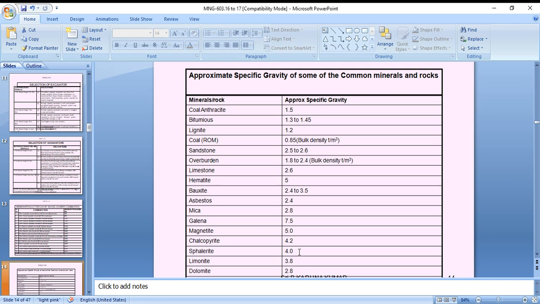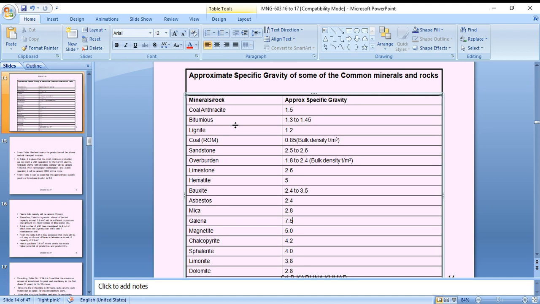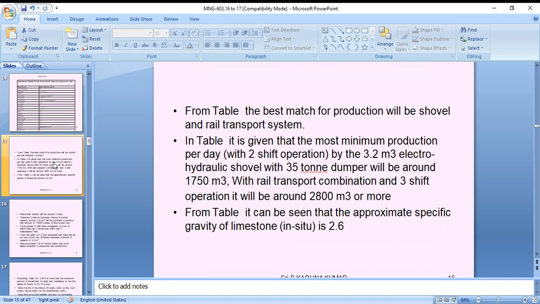limonite 3.8, dolomite 2.8. These are the general specific gravities of the various minerals. For example, galena is much higher compared to them. So depending upon that, our equipment selection is also influenced by the specific gravity. Now, coming to the matching factor from the above tables, production will be with the shovel and truck transport system.